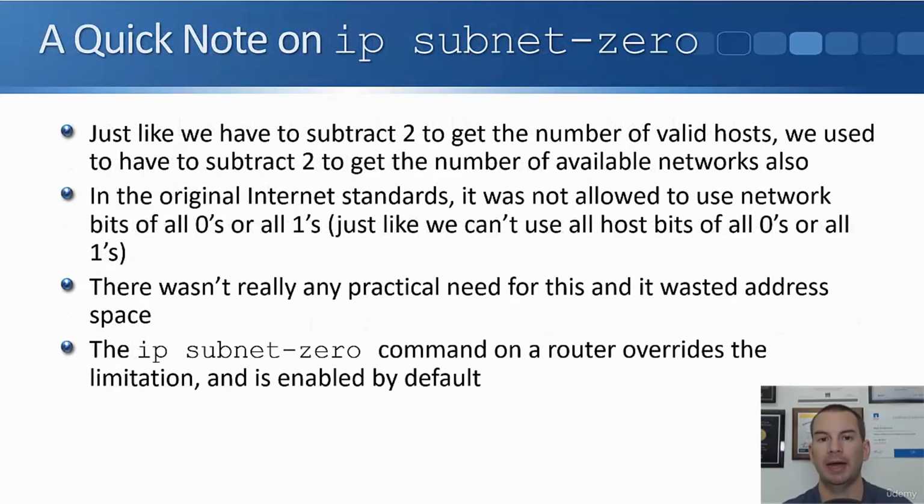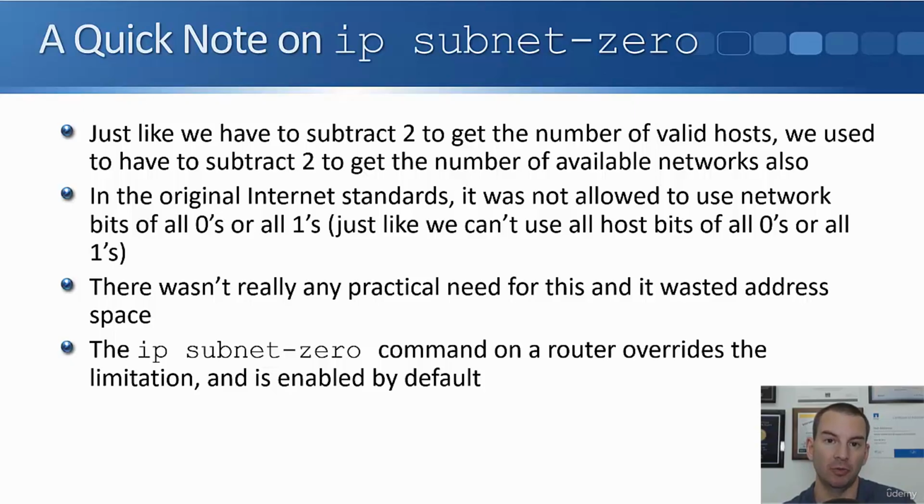Okay, a quick note on the ip subnet-zero command. Just like we have to subtract 2 to get the number of valid hosts, back in the day, we used to also have to subtract 2 from the number of available networks. This is because in the original internet standards, it wasn't allowed to use network bits of all zeros or all ones, just like we can't use host bits of all zeros or all ones. So that took away 2 of our available subnets. However, there wasn't really any practical need for that, and it wasted address space.